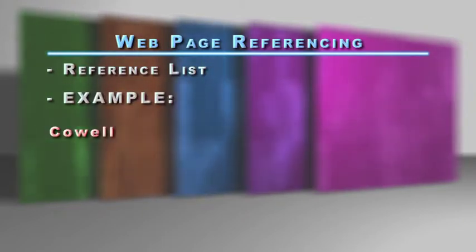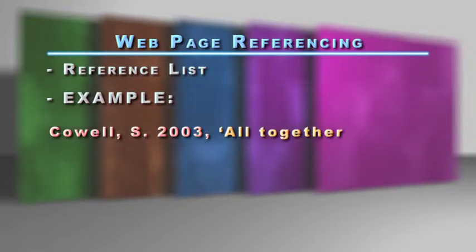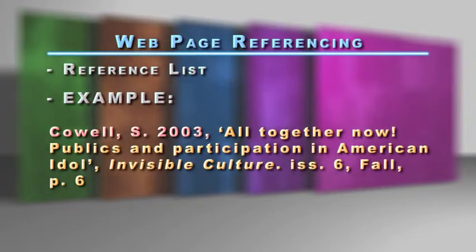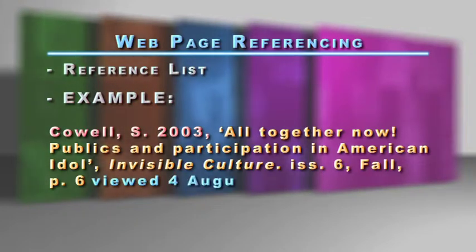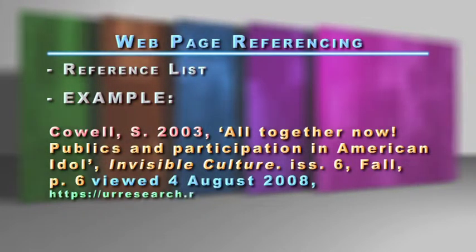Firstly, the author's name and year is written, then the title of the article, the name of the journal, the issue number and page number. State the date that you viewed the information. Lastly, the URL in full.